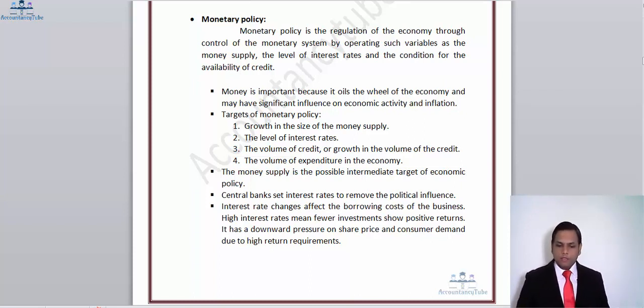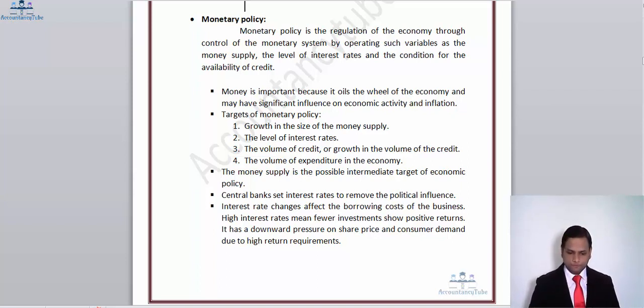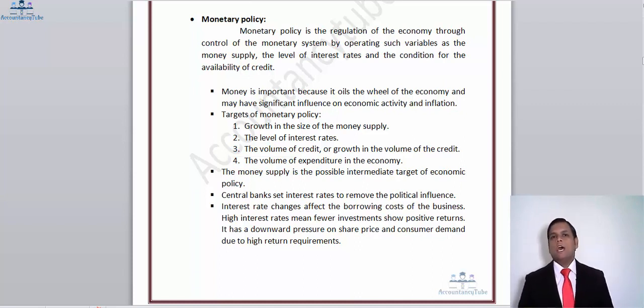First point is that money is important because it is the wheel of the economy. That's the basic thing. Now, what would be the target of a monetary policy? That would be growth in the size of money supply. That's important. As the economy expands, there needs to be more money in the economy so that it can continue the process of expansion.